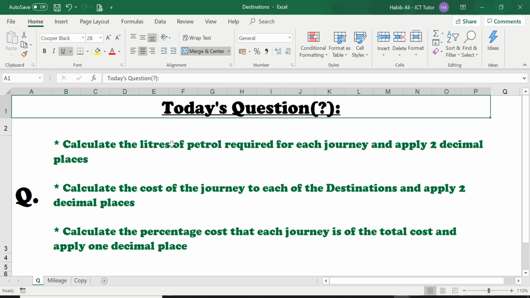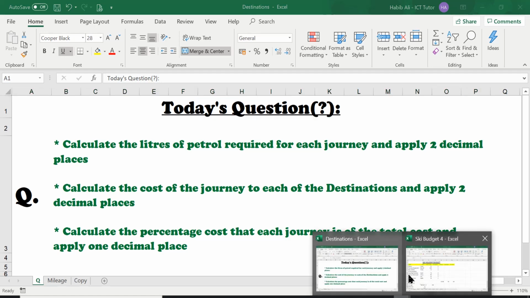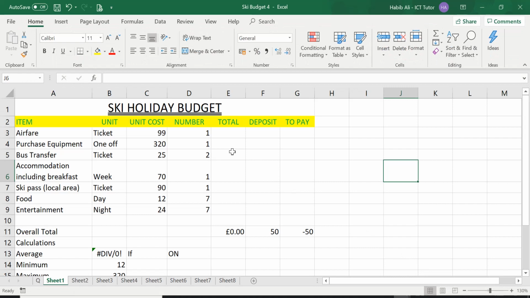Before we start answering these questions, the first thing we're going to tackle and understand is what is a relative cell reference. So to understand this, we are going to be using a different spreadsheet. So I'm just going to take you over there. We're going to use this one which we created earlier in one of the very earlier lessons called Ski Budget 4. Now I'm going to work out the total sales made for these items.